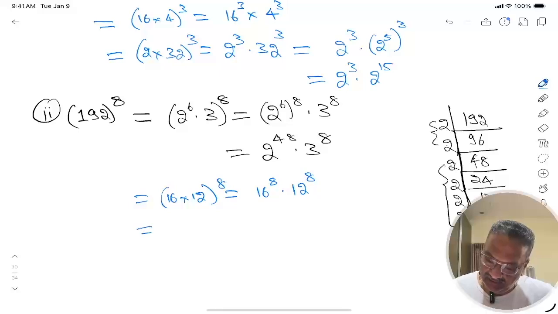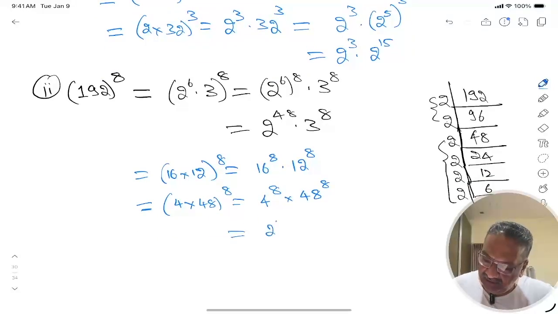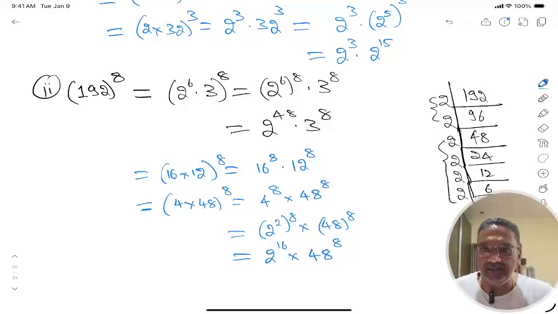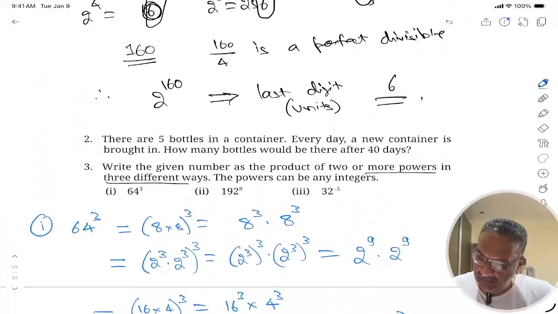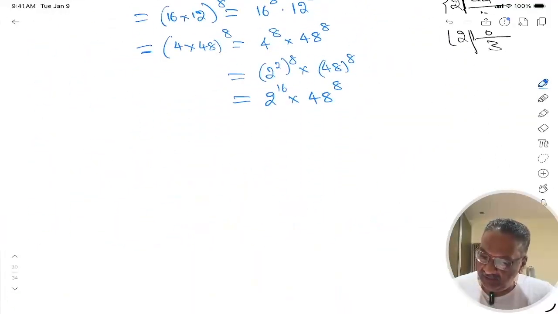Further, you can also write this as 4 into 48 to the power of 8 is equal to 4 to the power of 8 into 48 to the power of 8, or you can write this as 2 square to the power of 8 into 48 to the power of 8, which is equal to 2 to the power of 16 into 48 to the power of 8. Multiple ways you can write this. Further, 48 you can also write in many different ways. So we have got sufficient numbers now. Next will be 32 to the power of minus 5.